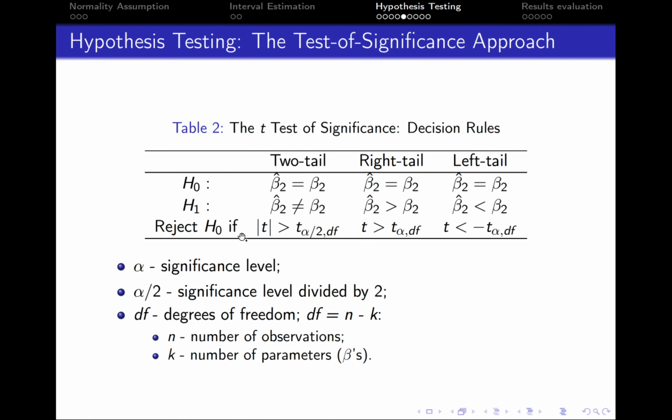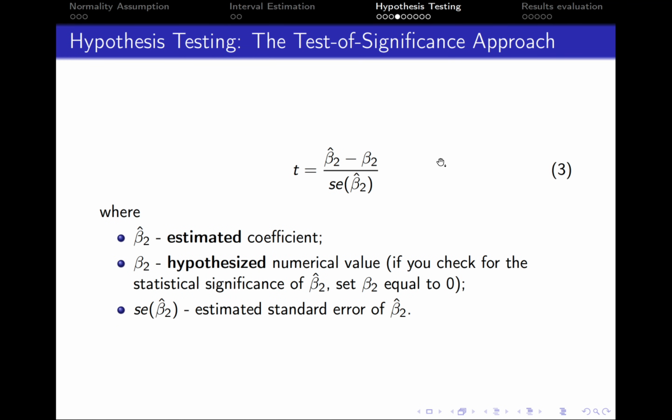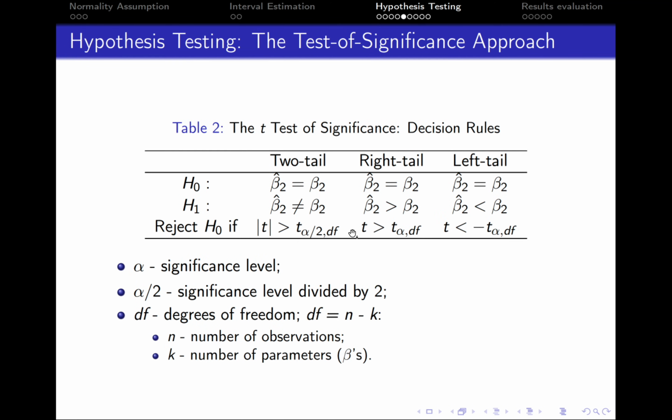And let's see, so we reject the null hypothesis and consequently accept the alternative hypothesis if, in case of the two-tailed test, the absolute value of the estimated t-statistic, the one that we get from this equation, is higher than the critical t-statistic. In case of the right-tailed test, we reject the null hypothesis and accept the alternative hypothesis when the estimated t-statistic is higher than the critical t-statistic. And in case of the left-tailed test, we reject the null hypothesis and accept the alternative hypothesis when the estimated t-statistic is lower than the negative value of the critical t-statistic.